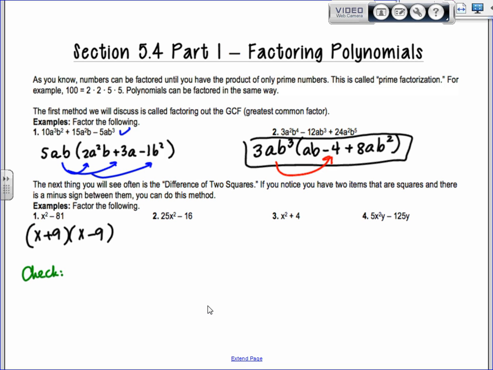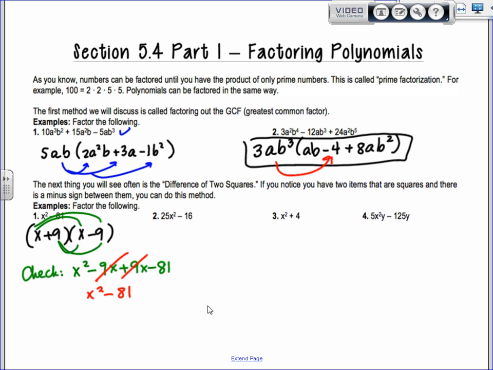if you FOIL it out, like double distributive property, you'd have x times x is x squared, x times negative 9 is negative 9x, 9 times x is 9x, 9 times negative 9 is negative 81. You see how the negative 9x and positive 9x cancel out? That's how you're left with the x squared minus 81. So we're good. These are ones where it doesn't have an x term. It just has x squared and a number, and it's a difference between them. It's a minus in between. So it's basically the exact same thing in the 2 parentheses. It's just one has a plus, one has a minus.